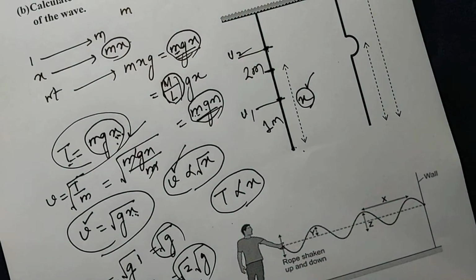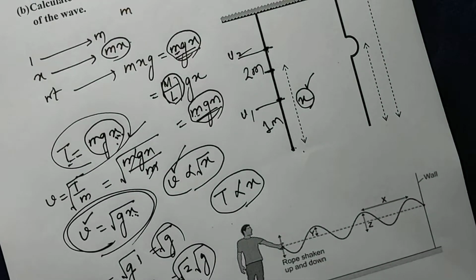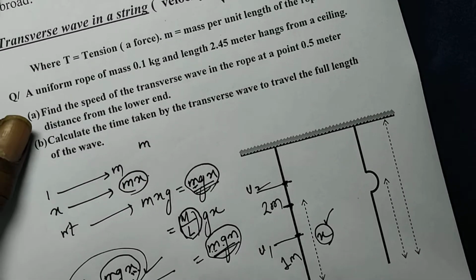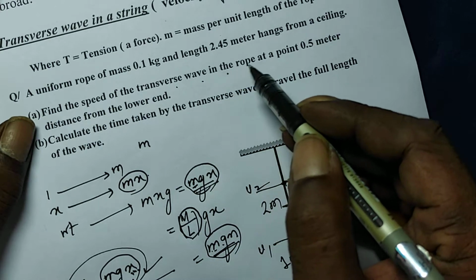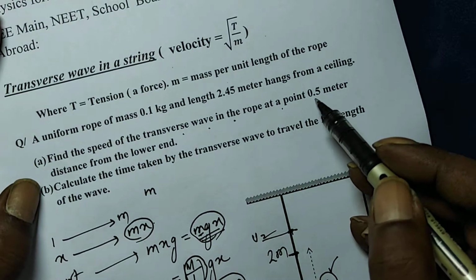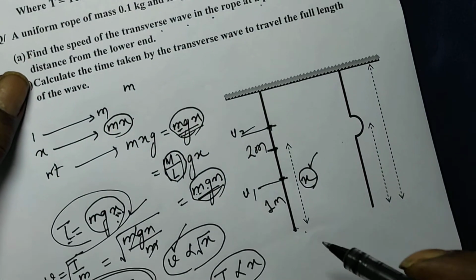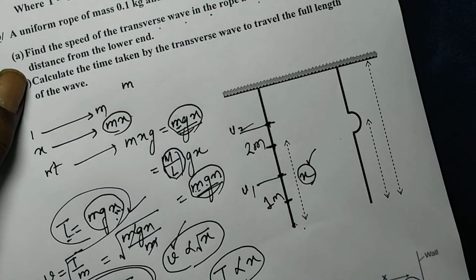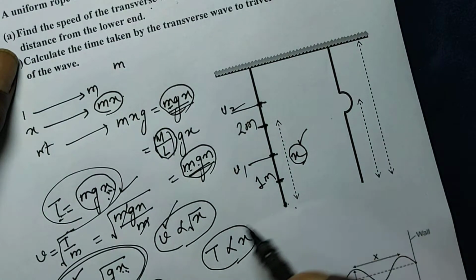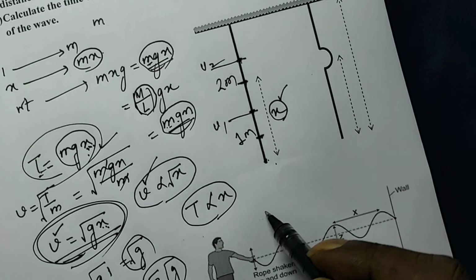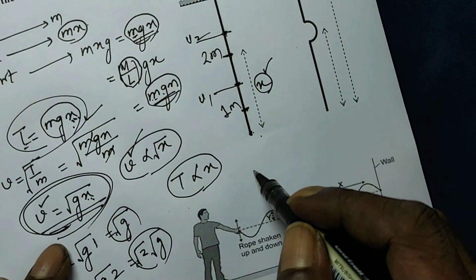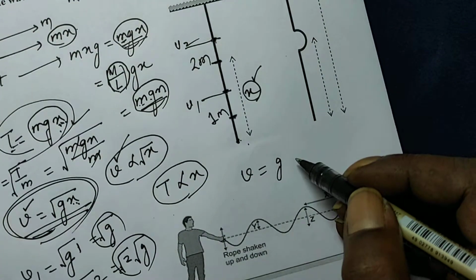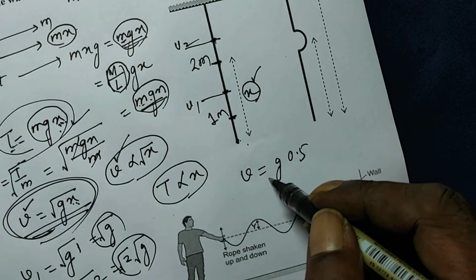So now we have found the expression for velocity. Now the question asks to find the speed of the transverse wave in the rope at a point 0.5 meter distance from the lower end. From here to here, let's say 0.5 meter. So what will be the velocity here? Then you have to use this expression. So your velocity will be square root of g times 0.5.